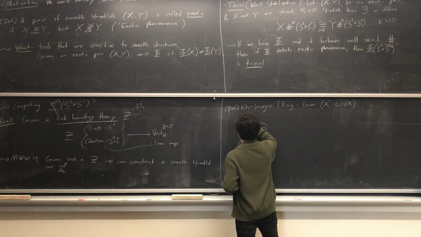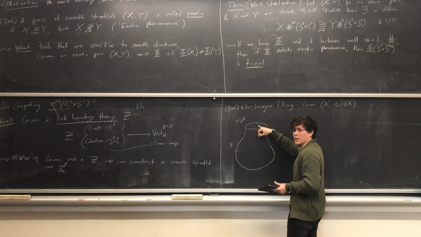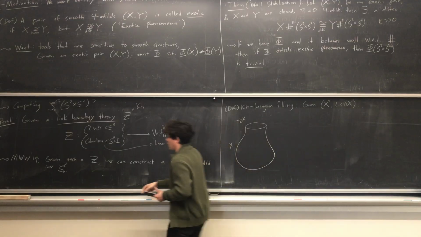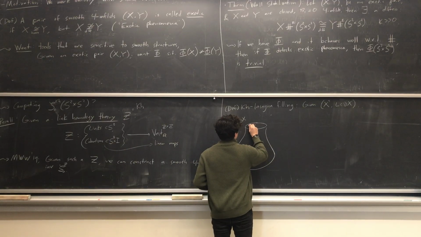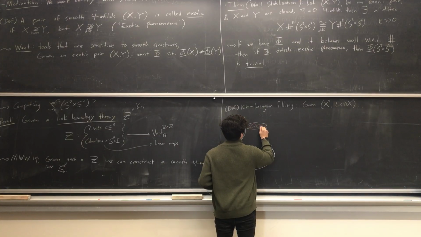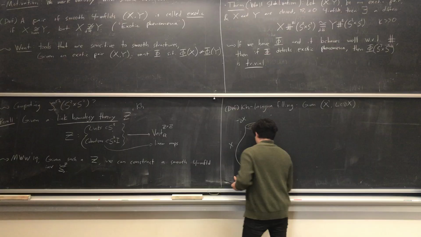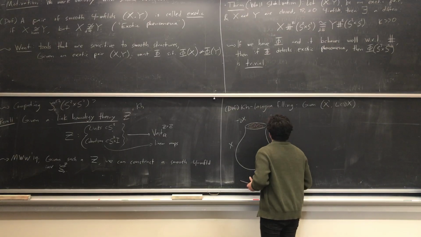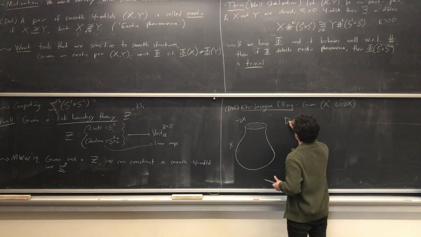So this is the classic picture. This is a picture of X, and this is the boundary of X. Let's say L is this red link in the boundary. Then a lasagna filling is the following data.